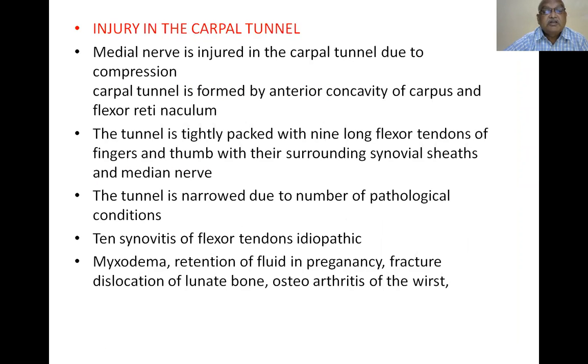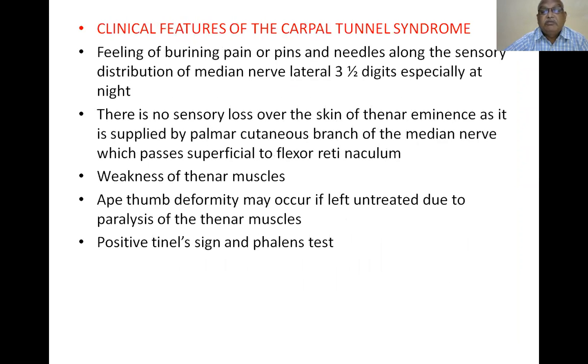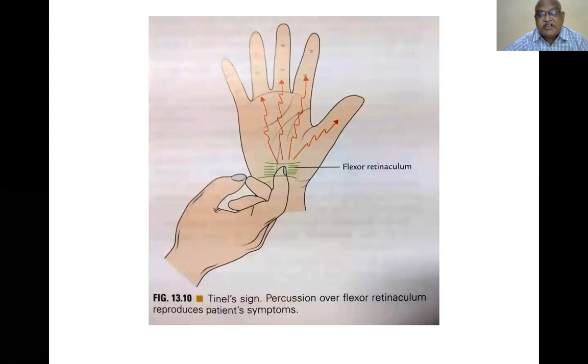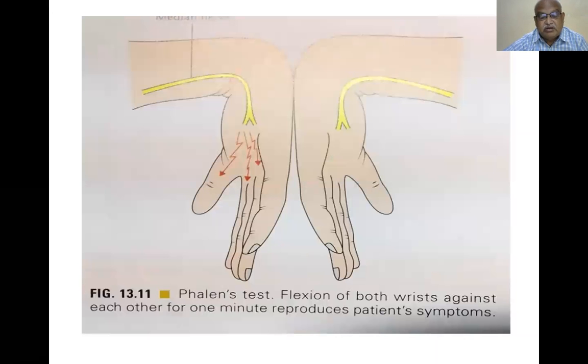So these are all injuries. Injury, carpal tunnel syndrome. Clinical features of carpal tunnel syndrome: I already told you about carpal tunnel syndrome. This is a diagram present in your textbook. Phalen test: flexion of both wrists against each other for 1 minute reproduces the patient's symptoms.